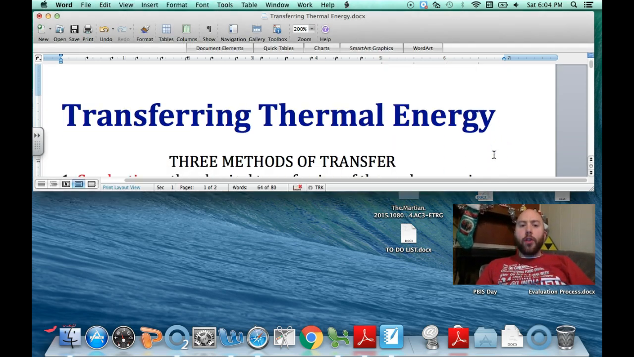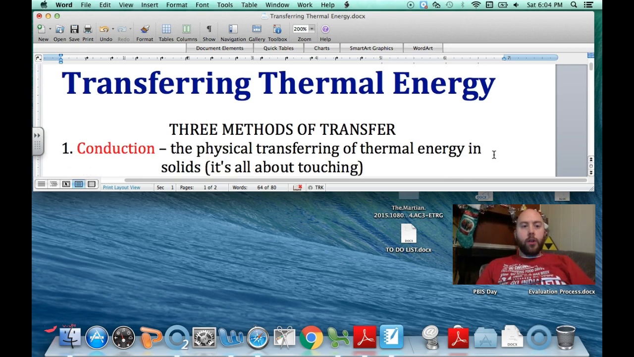Well, there are three ways to transfer thermal energy. The first one is through what's called conduction. So conduction is when there's a physical transfer of thermal energy in solids. So again, this is when two solids touch each other, and that is the most important part. They have to be touching.